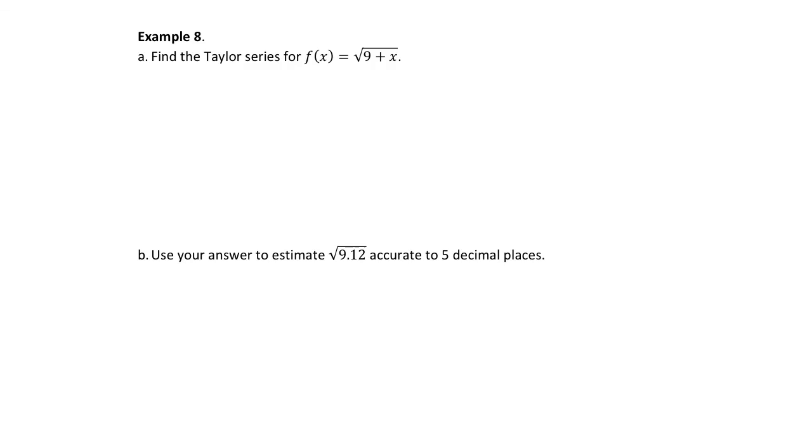We're going to look at an application of the binomial series. In particular, we're going to use our Taylor series expansion to estimate the square root of 9.12. In this case, I'm going to write this as 9 plus x to the 1/2 power. Now, the Taylor series for the binomial series was 1 plus x to the k power. So we're in kind of a pinch because it's 9 instead of 1.